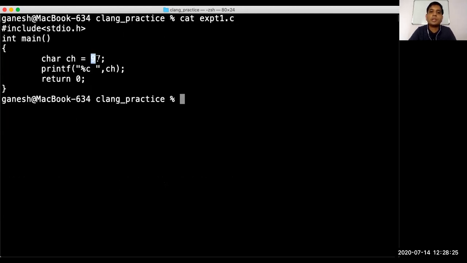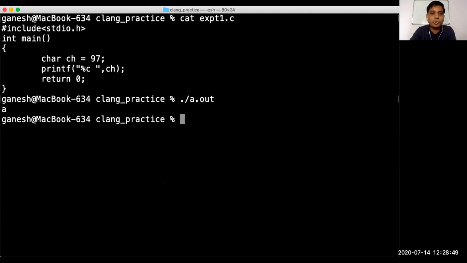Character ch is equal to 97, and I'm printing ch. But what value am I printing? I'm printing the character value of 97. What is the character value of 97? Small a or capital A? It is a small a. So we will see the output. It is small a. Yes, it will print the character value, small a.